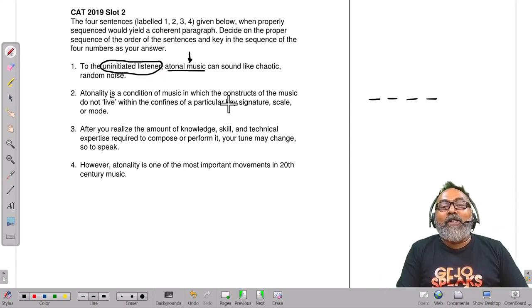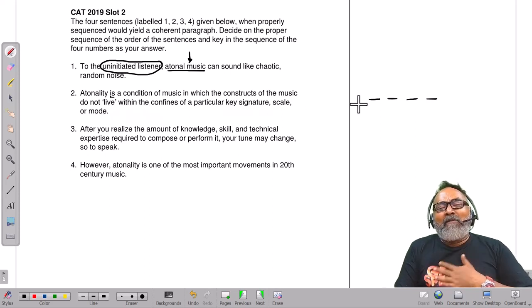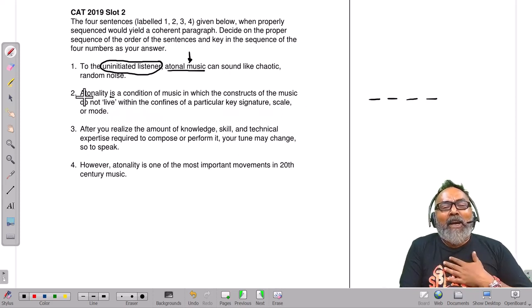It is a condition of music in which the constructs of music do not live within the confines of a particular key signature, scale or mode. I'm almost guessing, very likely candidate. First of all, atonality is explained here. Then atonal music. So 1 cannot be the start. 2 is likely going to be the hero.